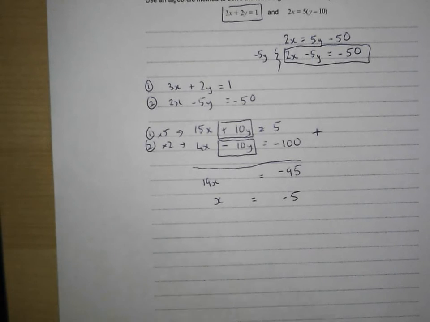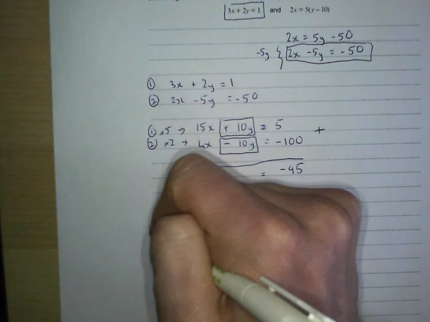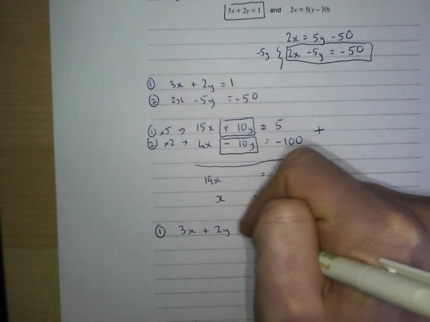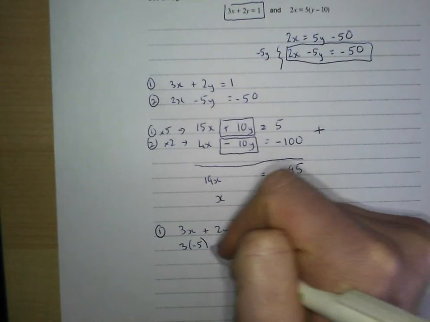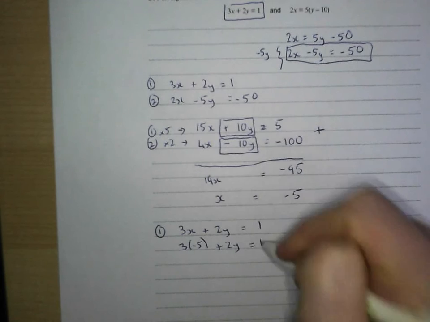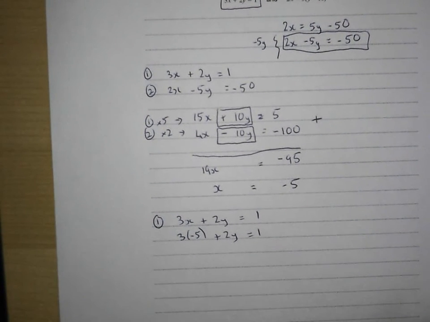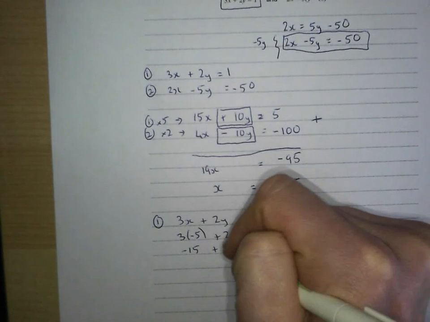Well, we've got to get y out. So we choose any equation we want. I'm going to use equation 1. I always write my equation out. 3x plus 2y equals 1. And then I sub in. Now x is minus 5. So 3 lots of minus 5 plus 2y equals 1. Notice I've put my minus 5 in a bracket. I always do that. It just saves me making any bad sign errors. 3 times minus 5 is minus 15, plus 2 lots of y are equal to 1.